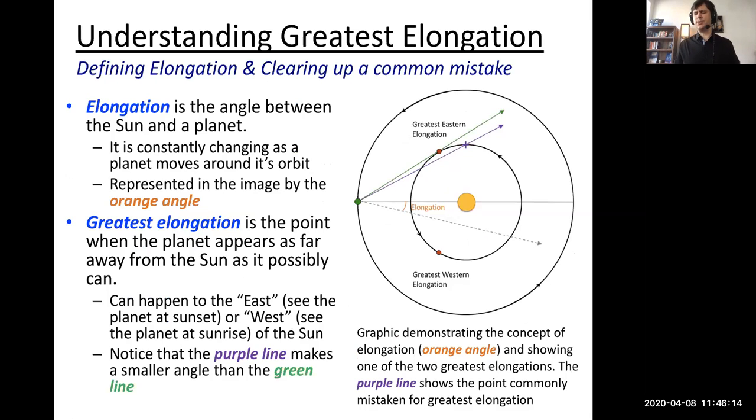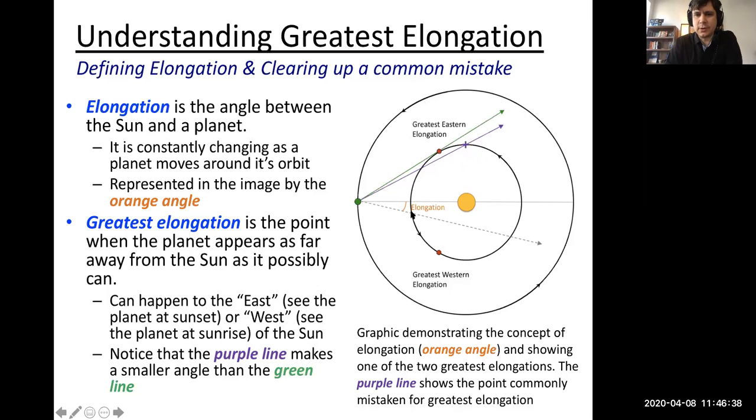Elongation is a term that is just an angle. It's measured in angles, so arc minutes, arc seconds, degrees. These are pretty big, so we're going to use degrees for this. And it's just the angle between the sun and the planet.